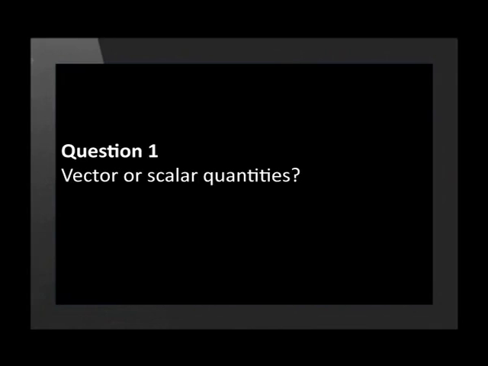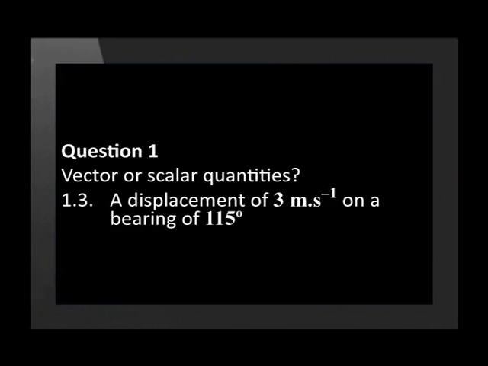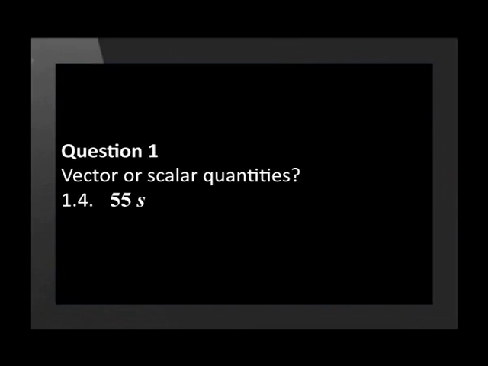Question 1. State whether each of these is a vector or scalar quantity. A distance of 2 meters. A force of 35 newtons acting 30 degrees west of north. A displacement of 3 meters per second on a bearing of 115 degrees. 55 seconds. 4 meters per second.